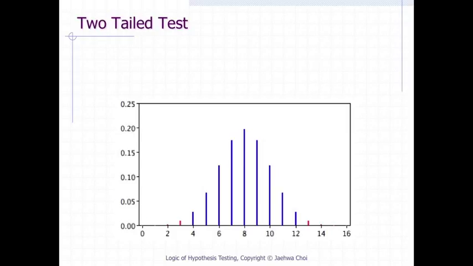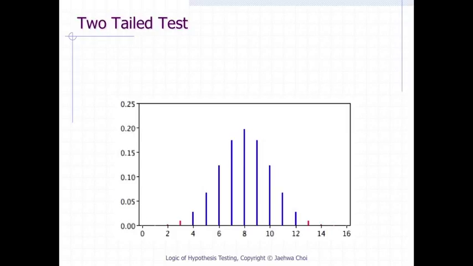A slightly different question can be asked of the data. What is the probability of getting a result as extreme or more extreme than the one observed? Since the chance expectation is 8 out of 16, a result of 3 out of 16 is equally as extreme as 13 out of 16. Thus, to calculate this probability, we would consider both tails of the distribution.